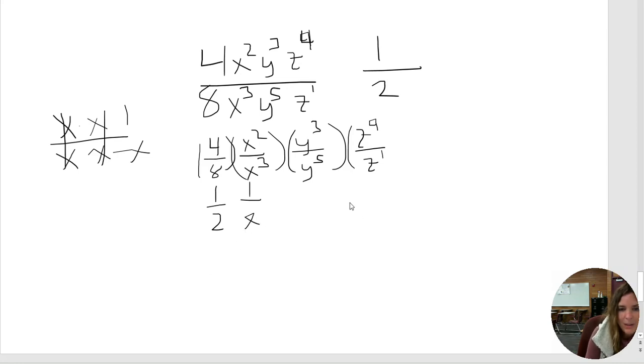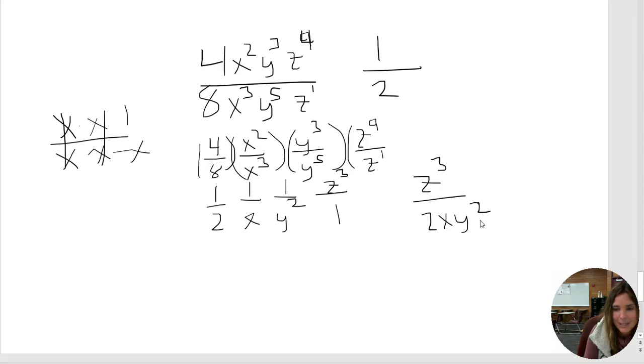And then y to the 3rd over y to the 5th leaves you with a 1 over y to the 2nd. And then z to the 4th over z to the 1st leaves you with a z to the 3rd on the top and a 1 on the bottom. So 1 times 1 times 1 times z to the 3rd is just z to the 3rd. And then on the bottom, 2 times x times y to the 2nd looks like this.